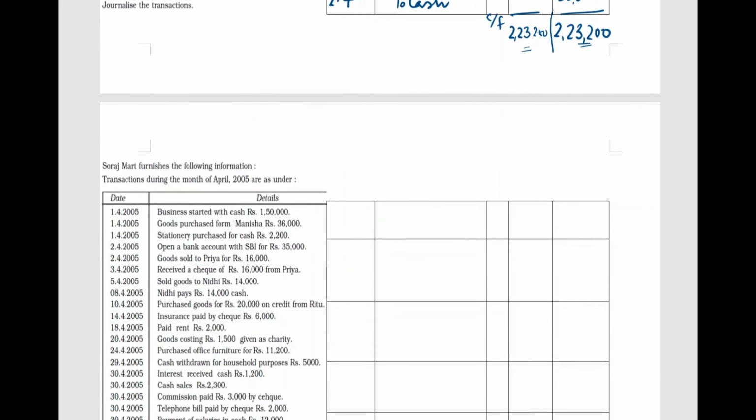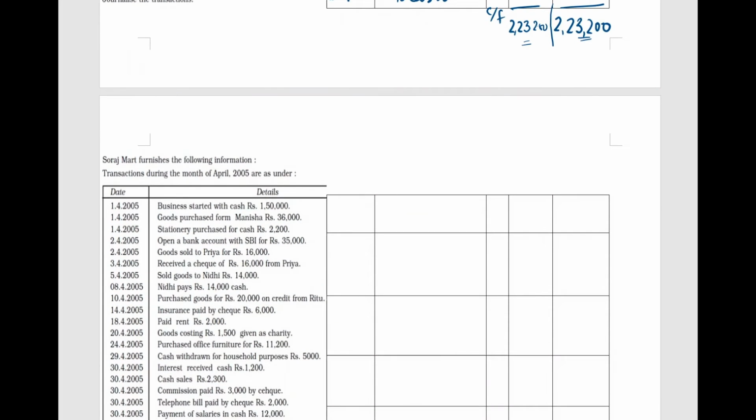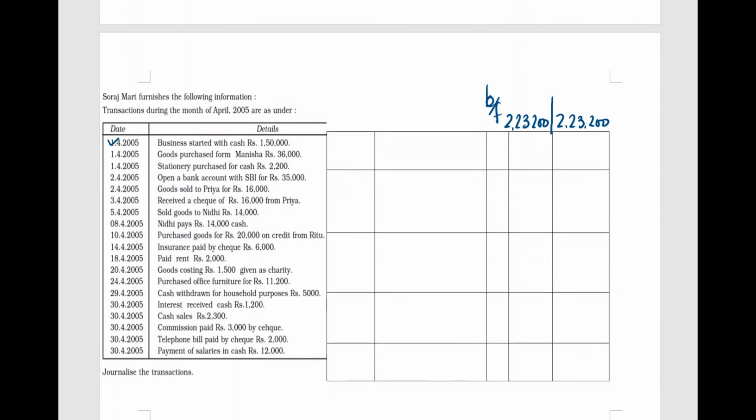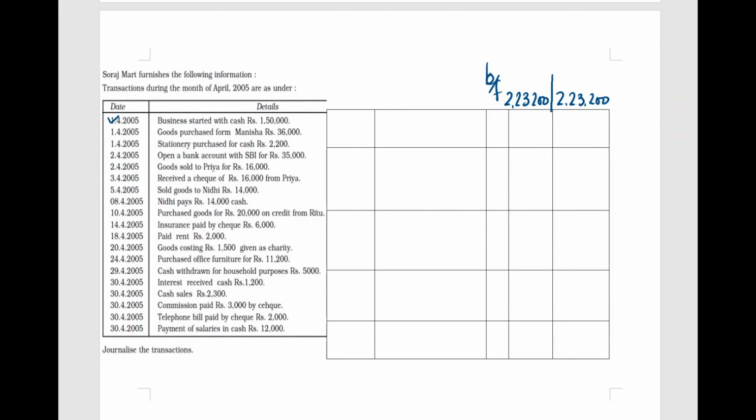Here, I will just carry that amount here. So I bring it forward as 2,23,200 and 2,23,200. All right. So far I've done this entry, and I've opened the bank account.